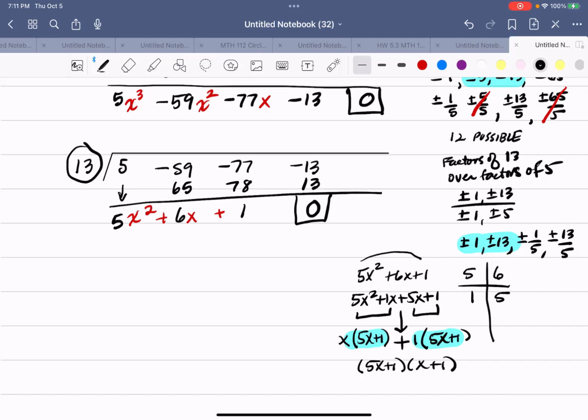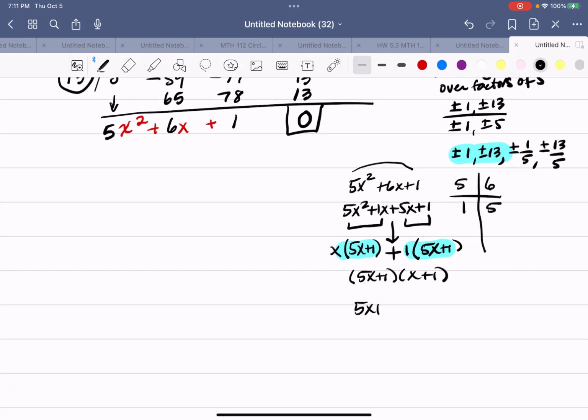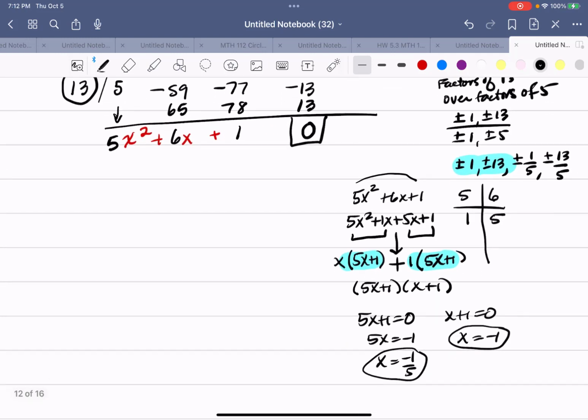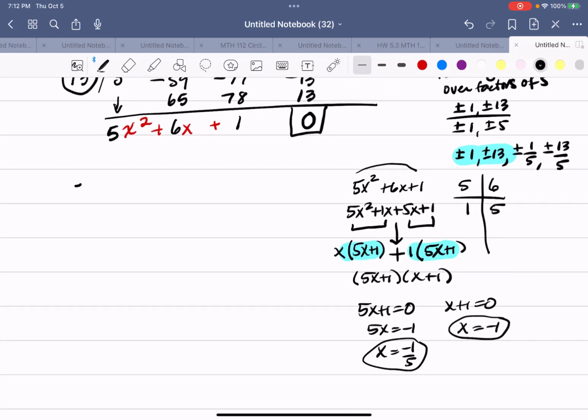Now these, if I set them equal to 0, 5x plus 1 equals 0. 5x is negative 1. X is negative 1/5. X plus 1 equals 0. X is negative 1. These are the 2 missing zeros. So we know that they are 5, 13, negative 1/5, and negative 1. So those are my zeros. They're all real, so this polynomial function would cross the x-axis 4 times.